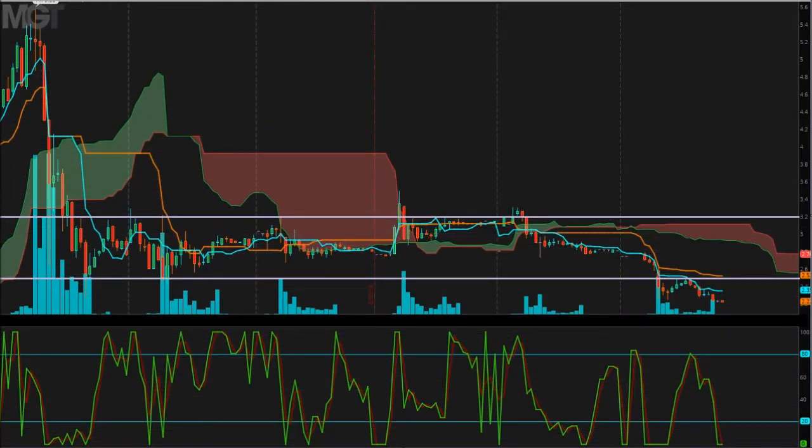This time we're taking another look at ticker symbol MGT. That's Management Capital Investments, also known as McAfee Global Technologies. The chart we have today is a 30-minute chart, each candlestick representing 30 minutes of trading. So we go back 1, 2, 3, 4, 5, 6 days on the chart here.